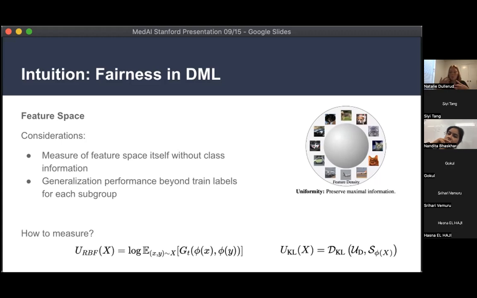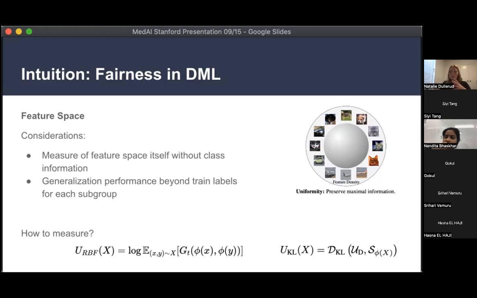There are multiple definitions, as I said, to measure uniformity, both in terms of the uniformity of the features themselves and the uniformity of the distribution of samples over the unit hypersphere. In terms of the latter, we might measure the extent to which the distribution of samples over the representation space conforms to uniformity via the expectation of the Gaussian potential function, or the radial basis function, shown on the bottom left, over pairs of embedded samples.